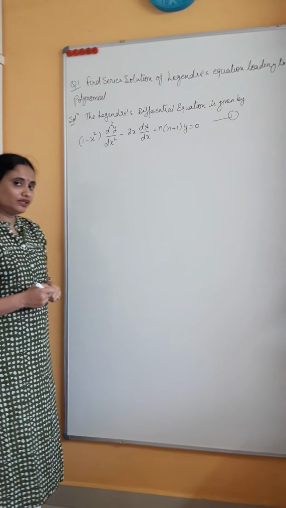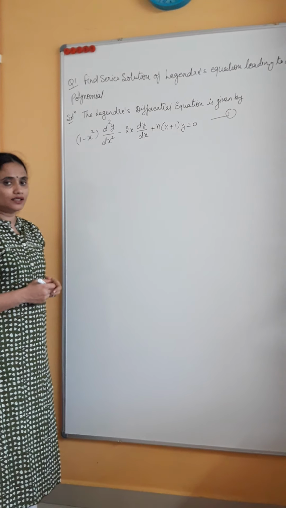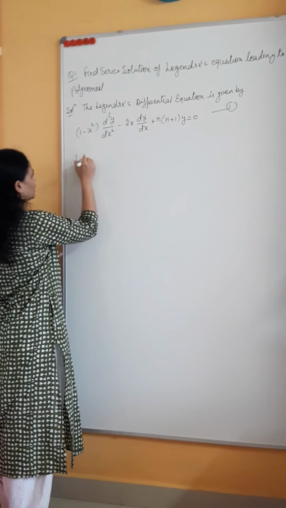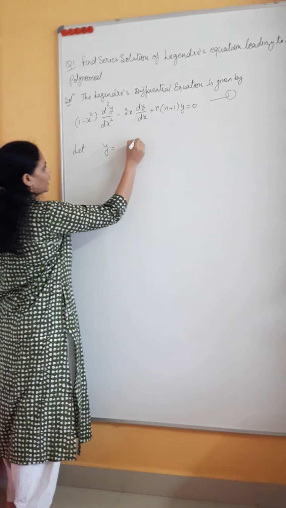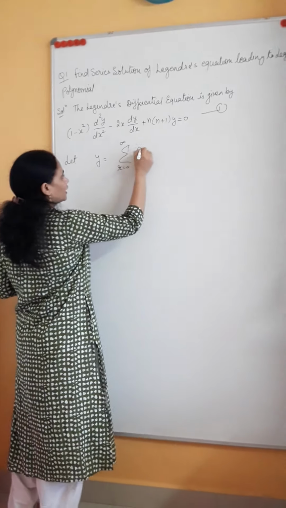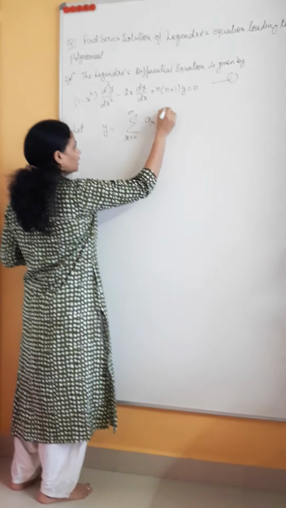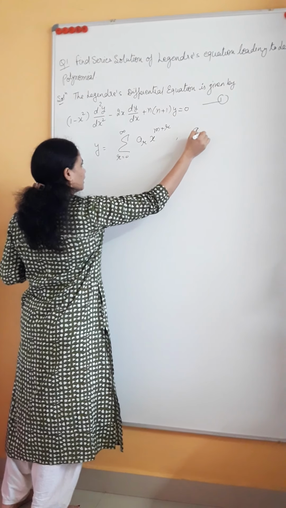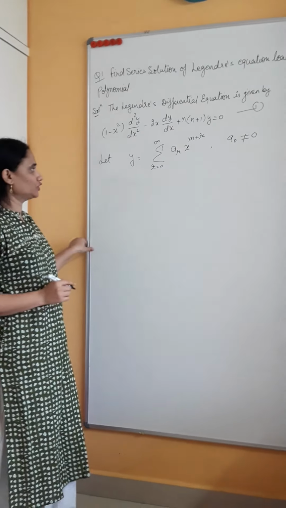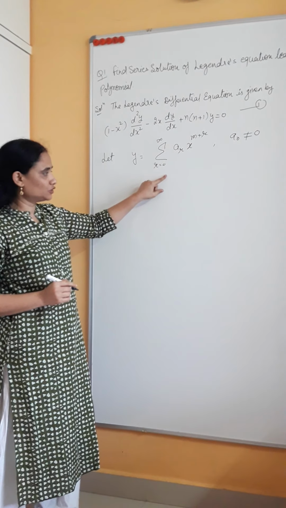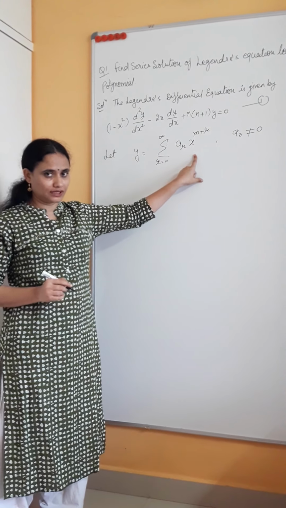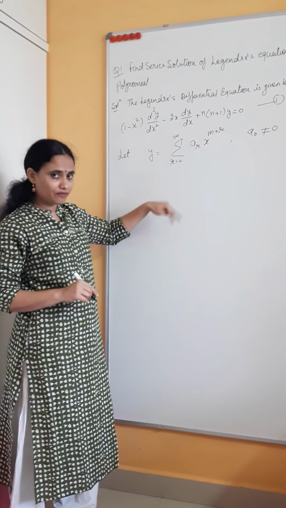So as we did in the previous equation also, we assume a series solution for this equation. So whenever we assume the series solution, that has the form of: let y equal summation over r varying from 0 to infinity of a_r x power (m plus r), where a_0 is not equal to 0, that we have assumed, that the first constant is not 0. So as we did in Bessel's equation, the same way we have to go here.